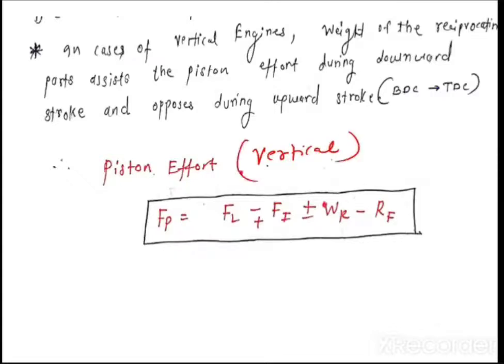Okay, so in a vertical engine there will be plus minus WR, and in a horizontal engine we will have only the formula FP is equal to FL minus plus FI minus RF. Because in a horizontal engine there will be no weight acting downward. In case of the horizontal engine there will be no WR.